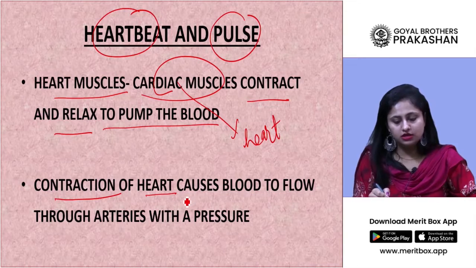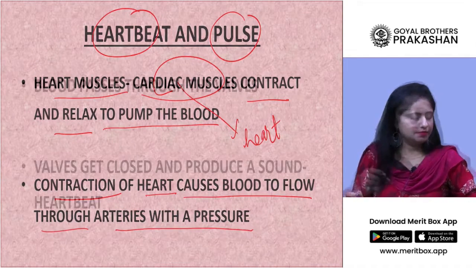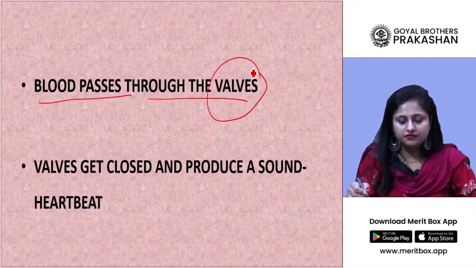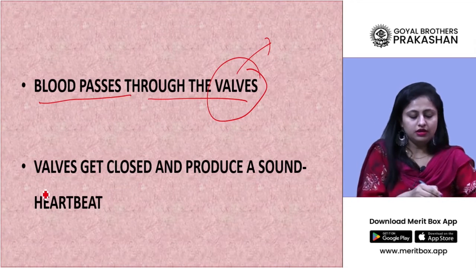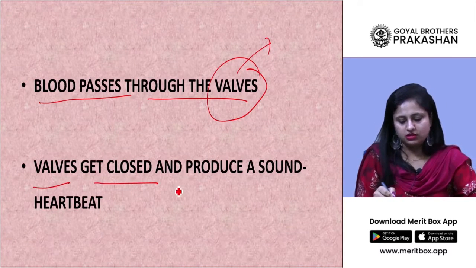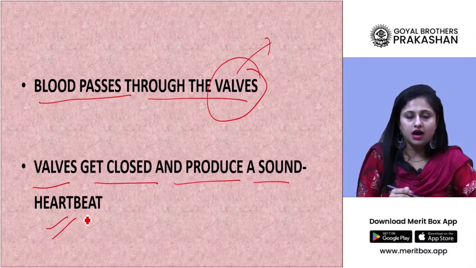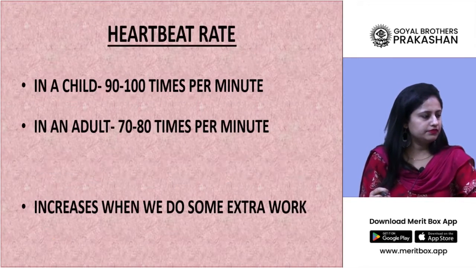Contraction of the heart causes blood to flow through arteries with a pressure. Next, blood passes through the valves, and about these valves we have already discussed. These valves get closed and produce a sound. That sound is known as heartbeat. That is lub, dub, lub and dub.